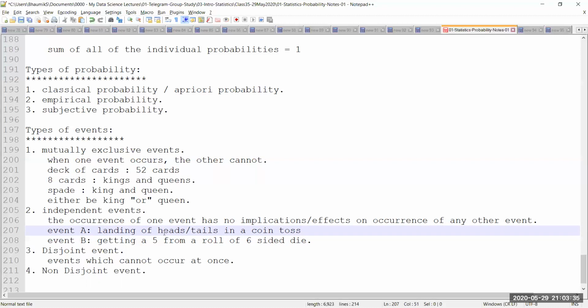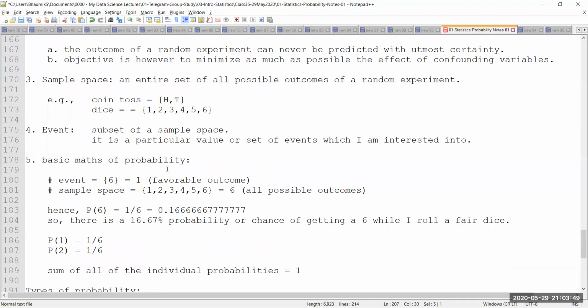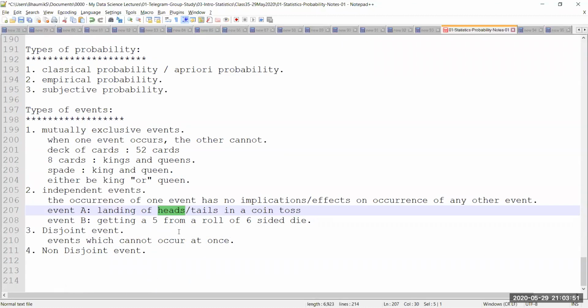What is the event here? You see, this is the event space. The event space is when you toss a coin, you will either get a head or a tail, right? But you are interested, let's say, in getting a head. So head is the event, otherwise known as the favorable outcome. Your favorable outcome, head, out of a set of head and tail, does not affect my favorable outcome, which is 5 out of a set of 6 numbers in a 6-sided die. So that is why they are independent events.